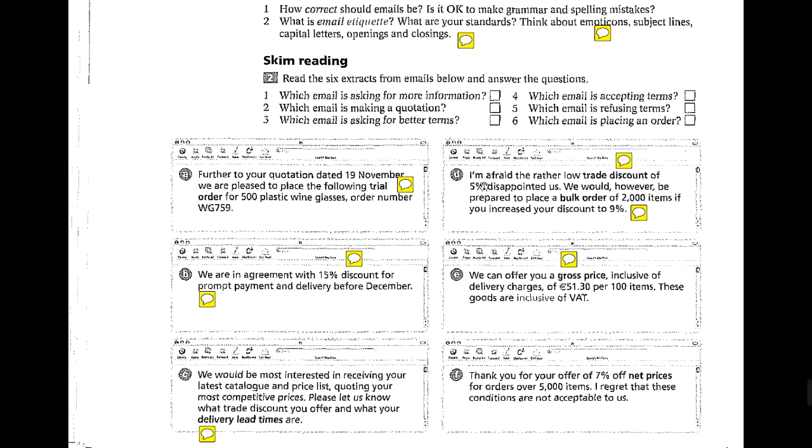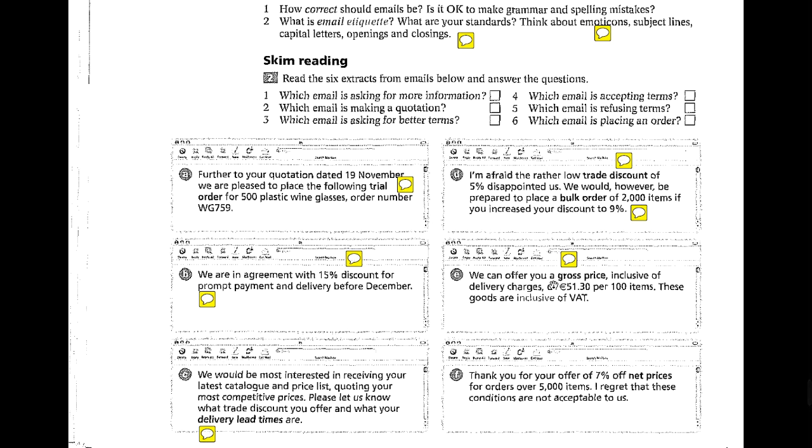Let's continue with D. I'm afraid the rather low price discount of 5% disappointed us. We would, however, be prepared to place a bulk order of 2,000 if you increase your discount to 9%. So this is going to match with an email asking for better terms. So if you place a bulk order, we need a discount of 9%.